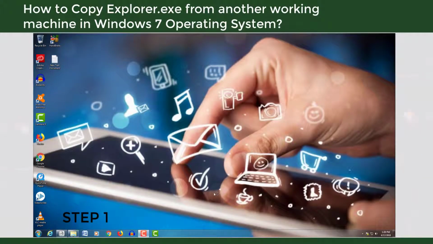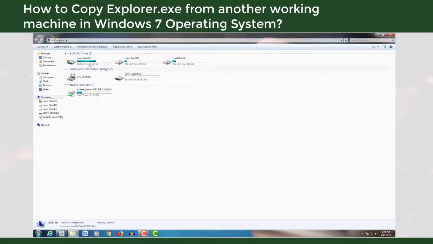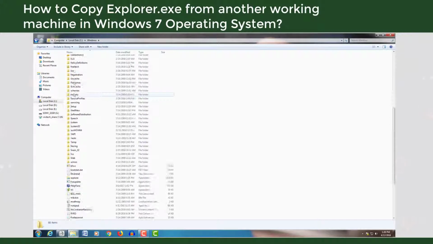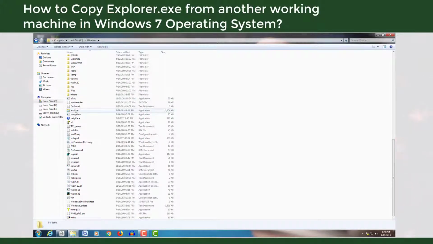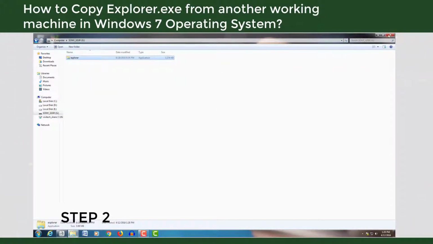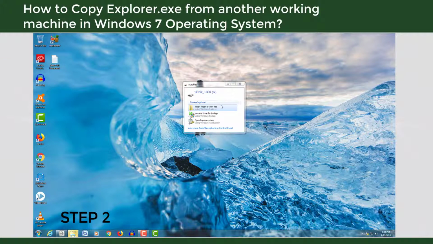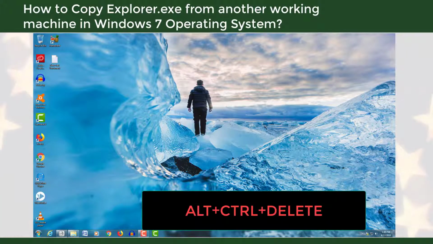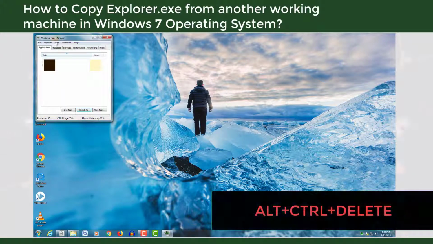Step 1. Copy explorer.exe file from the working Windows 7 machine. Now go to My Computer, C Drive, Windows, and copy the explorer.exe file to a pen drive or external storage device. Step 2. Connect the pen drive into the corrupted machine and open Task Manager by pressing Alt Control Delete altogether.